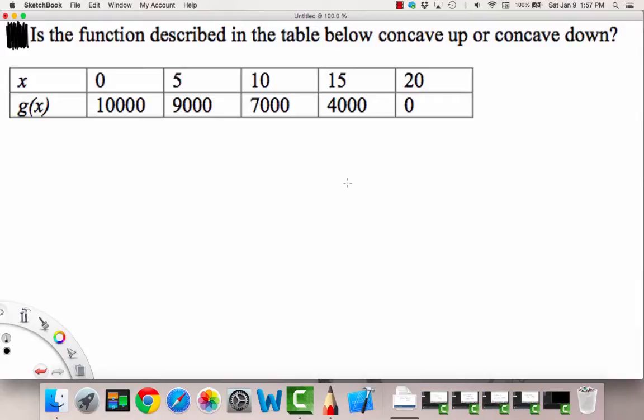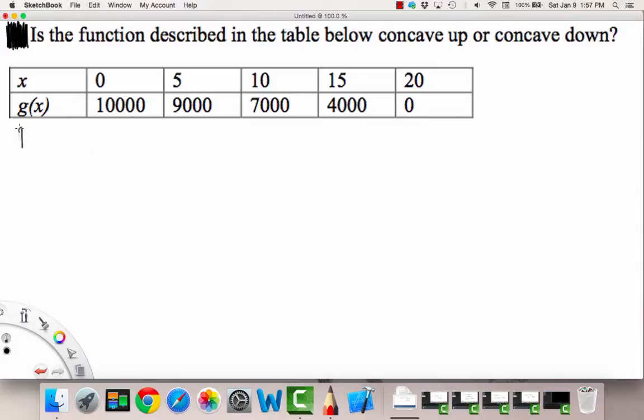Okay, so here's an example where we're going to study the concavity of a function. It says, is the function described in the table below concave up or concave down? So remember how we said concavity studies the rate of change of the rate of change. So it's basically saying, is the rate of change of our function increasing or decreasing on a certain interval? So what we have to do is actually find out what the rate of change is.